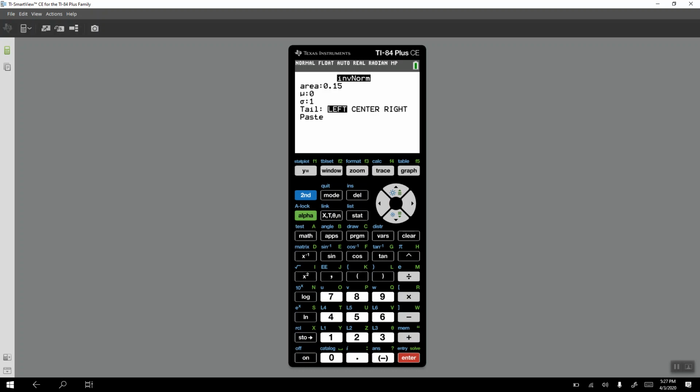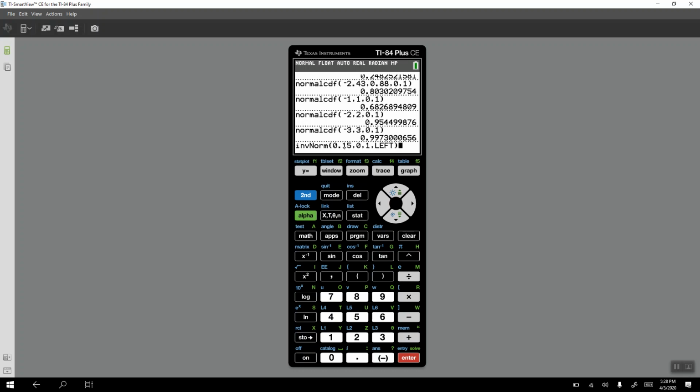Mean was 0 because we're dealing with a standard normal distribution. Standard deviation was 1. And what type of tail was it? Was it a left tail? Was it a right tail? Or was it a probability for the center? If you remember the drawing, this one should have been a left tail. So we press enter, and it should paste this. Yes, enter. So, area under the curve, mean, standard deviation, and it's a left area. Press enter. There it is.